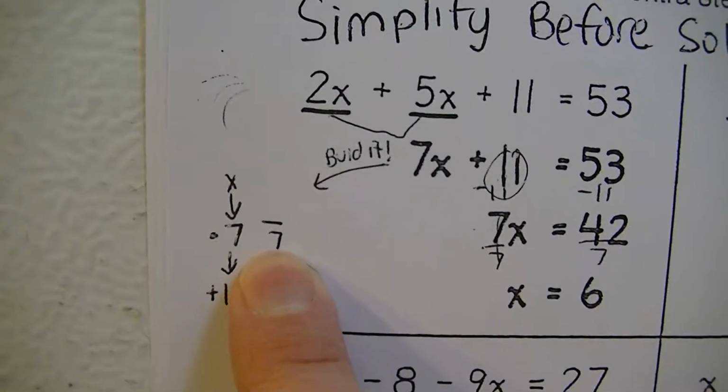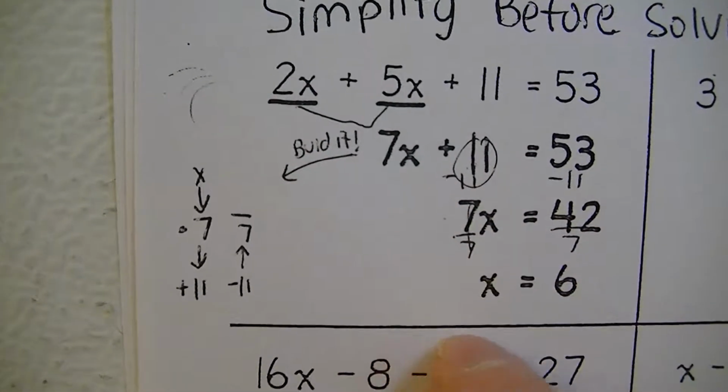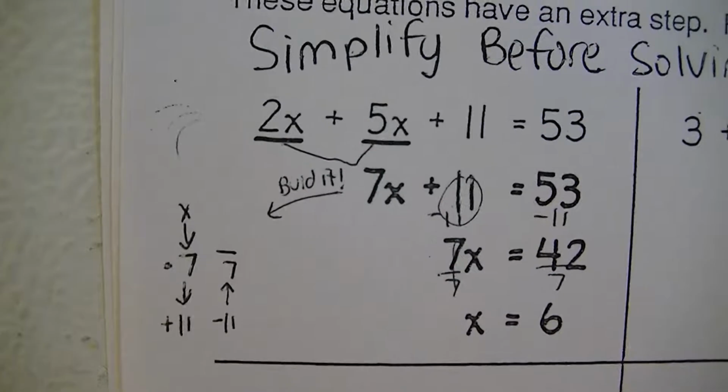The inverse operation of timesing by 7 is to divide by 7. You do that to both sides. 7 divided by 7 is 1. 1 times x is x. 42 divided by 7 is 6.